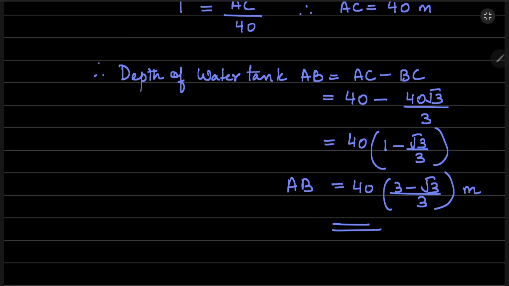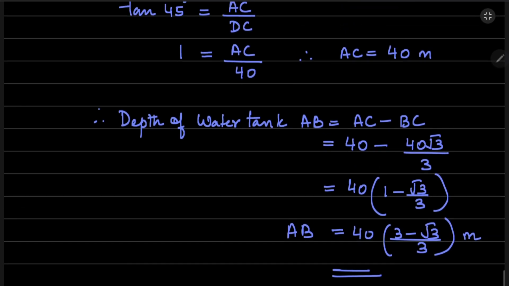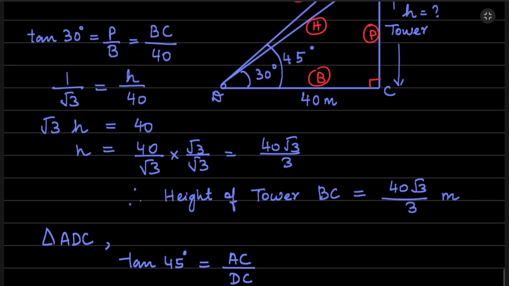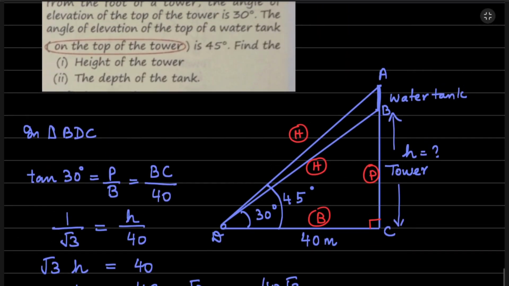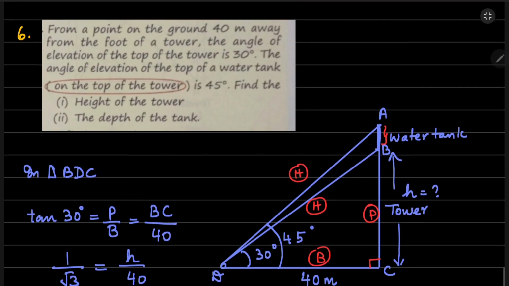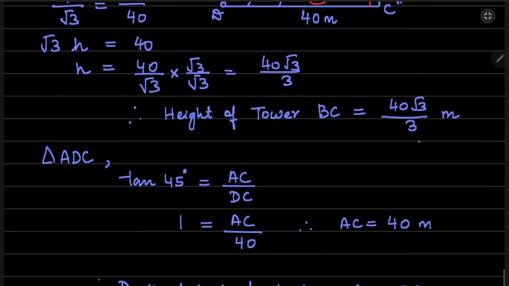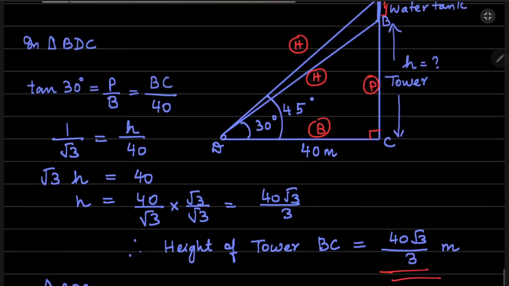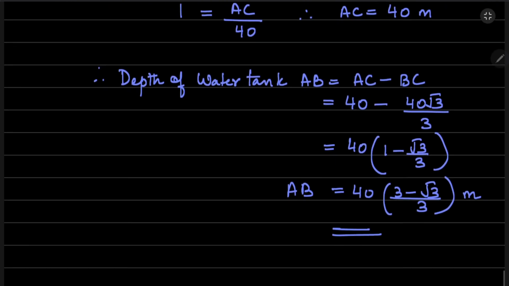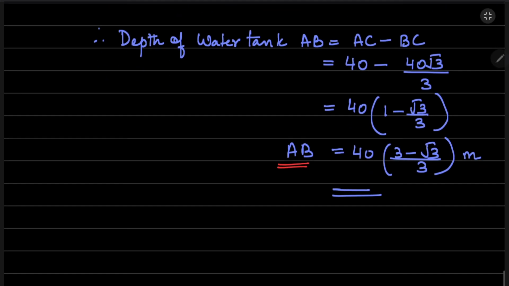You can just leave it like that, or you can substitute 1.73 in place of root 3 in case it's given in the question. Otherwise, you can just leave it like that. So that is the depth of the tank here. So what we calculated was this, AB. I hope you understood. So the height of the tower is 40 root 3 by 3, and also the depth of the water tank, AB, is what we found.